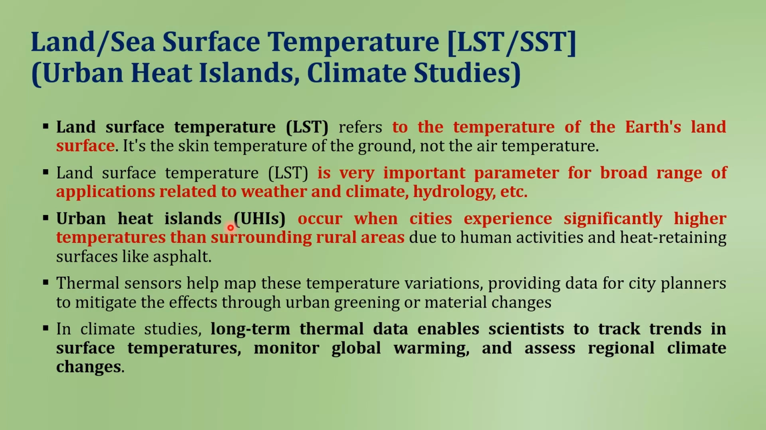So urban heat islands occur when cities experience significantly higher temperatures than surrounding rural areas, and it is mainly because of human activities and the use of heat retaining surfaces like asphalt. So the thermal sensors help to map these temperature variations, and they provide data for city planners to mitigate the effect through urban greening or material changes. And in climate studies, long-term thermal data enables scientists to track trends in surface temperature, monitor global warming, and assess regional climate changes.